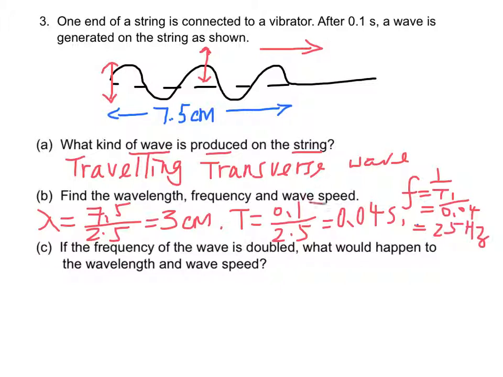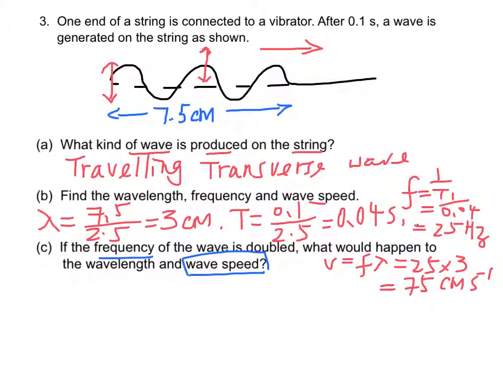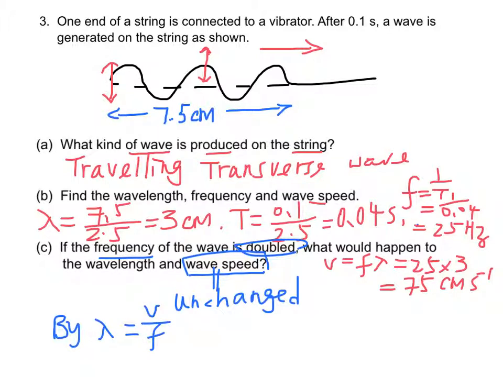And the wave speed v equal to f lambda equal to 25 times 3, which is 75 cm per second. For part C, since wave speed is independent of frequency, if the frequency of the wave is doubled, the wave speed is unchanged. By lambda equal to v over f, if f is doubled but v remains unchanged, therefore the wavelength will be halved.